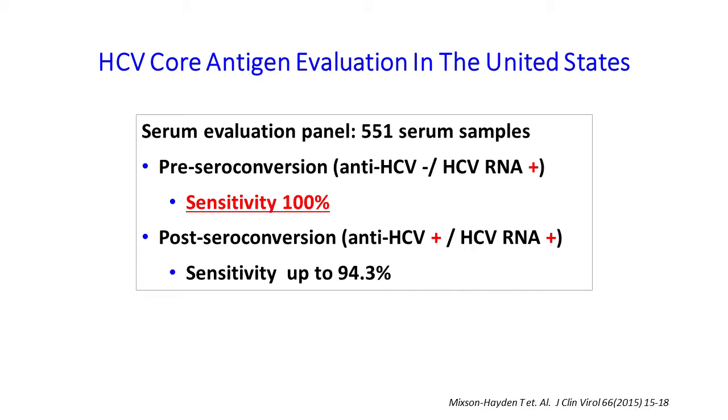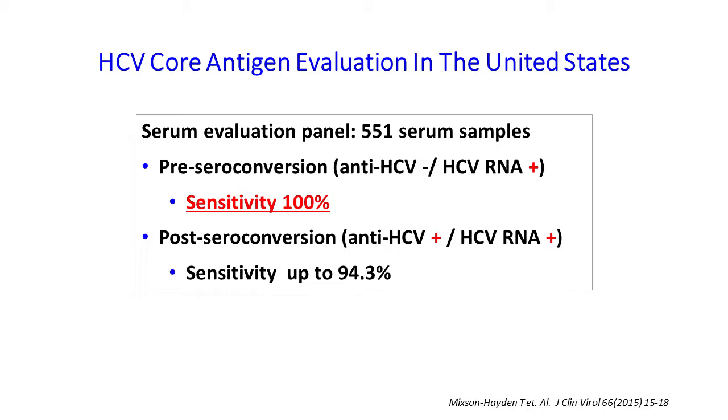In samples which were antibody negative but HCV RNA positive, those samples that are in the window period and were getting missed by EIAs and CIAs, we found sensitivity was 100%, meaning that HCV core antigen was detected in all samples that were antibody negative and HCV RNA positive.